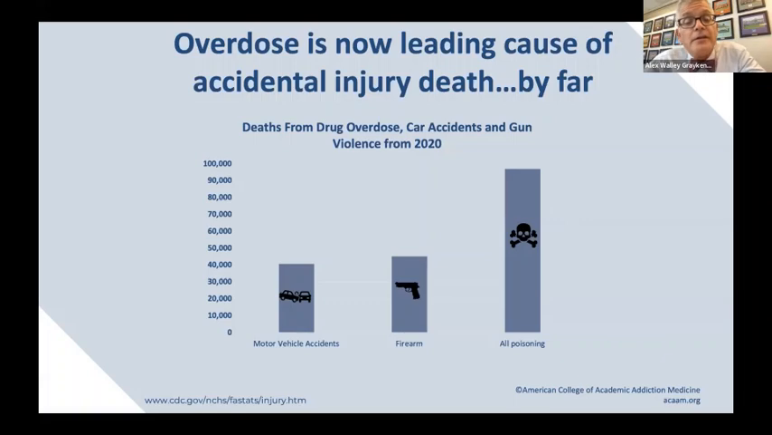So I'm going to shift to think about overdose. It is Overdose Awareness Day. Overdose is the leading cause of accidental injury death by far, now responsible for more than 100,000 overdose deaths a year. That outstrips firearm deaths and motor vehicle accidents combined.